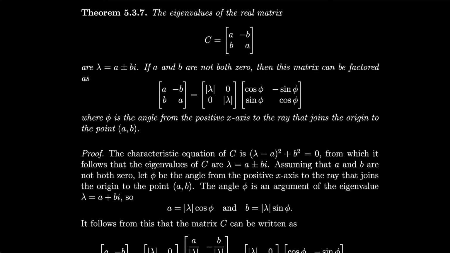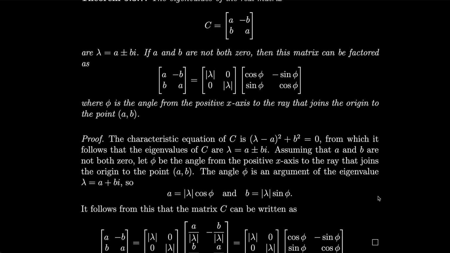To prove this, the characteristic equation of C is (lambda minus a) squared plus b squared equals 0, from which it follows that the eigenvalues of C are lambda equals a plus or minus bi. Assuming that a and b are not both 0, let phi be the angle from the positive x-axis to the ray that joins the origin to the point (a, b). Then the angle phi is an argument of the eigenvalue lambda equals a plus bi. So we have a equals absolute value of lambda cosine phi, right? b is absolute value of lambda sine phi.